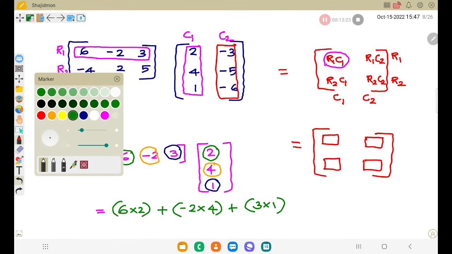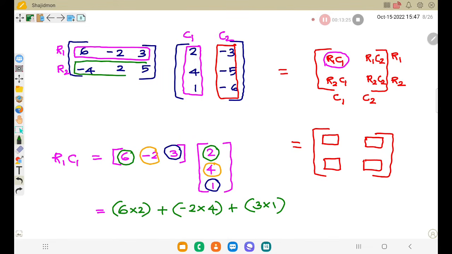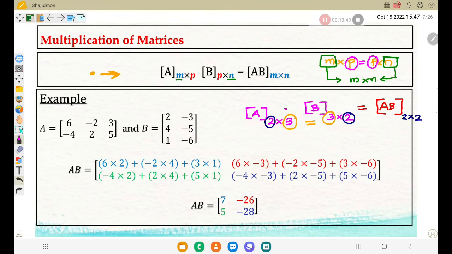Once you finish the first row, we can go to the second row here. Second row with column number 1 and second row with column number 2. So this is the idea of multiplication. First row with column 1, first row with column 2, then second row with column 1, second row with column 2. So we will get all these 4 numbers. That means the 2 by 2 matrix, 7, minus 26, 5, minus 28. So this is the idea of multiplying two matrices.